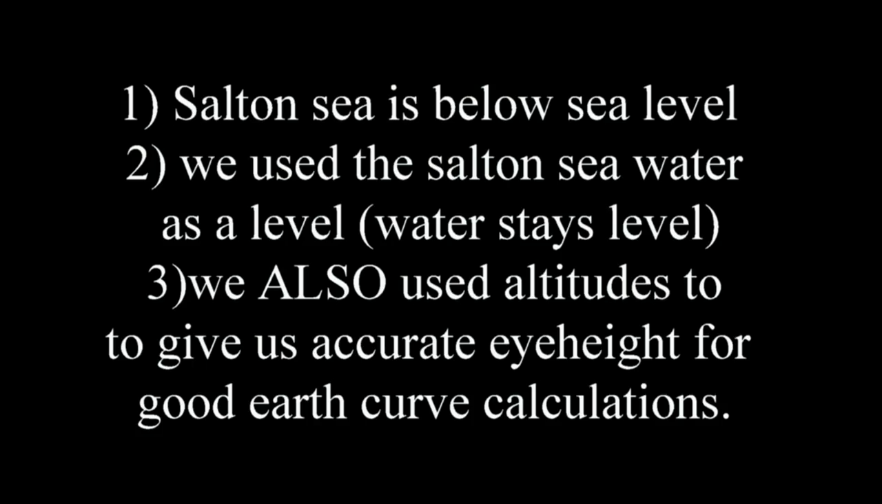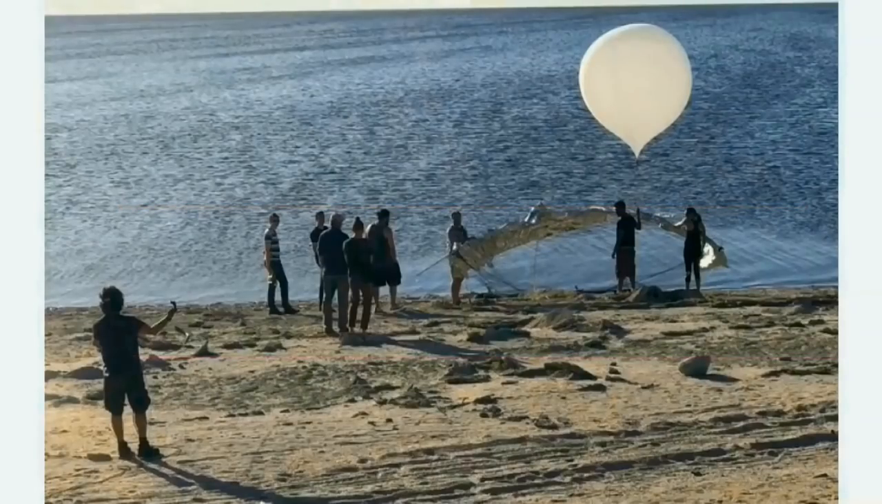Salton Sea is actually below sea level, so we not only used the water of the sea, we also got altitude readings of objects on either side with altimeters in order to get you the most accurate eye height and Earth curve calculations possible. Well, at least the Flat Earthers did that, the IIG West, not so much. With that explained, let's get back to our experiment on the Salton Sea, shall we?